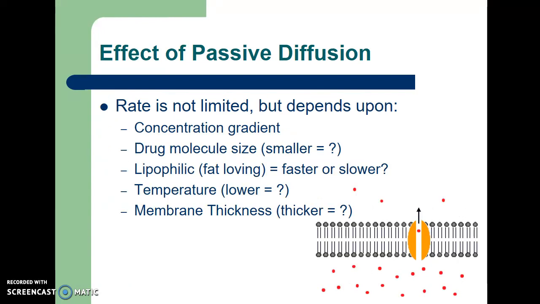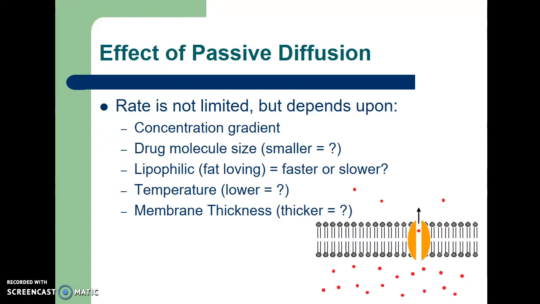So passive diffusion also has some rate limiting factors, and one is the concentration gradient. The greater the difference between the concentration on either side of the membrane, the faster the drugs are going to move across. Now, it's not that they move across the membrane faster, it's just that there are more molecules on one side that can move across to the other side. So it's simply a matter of numbers that it will appear that it's moving faster across that membrane.